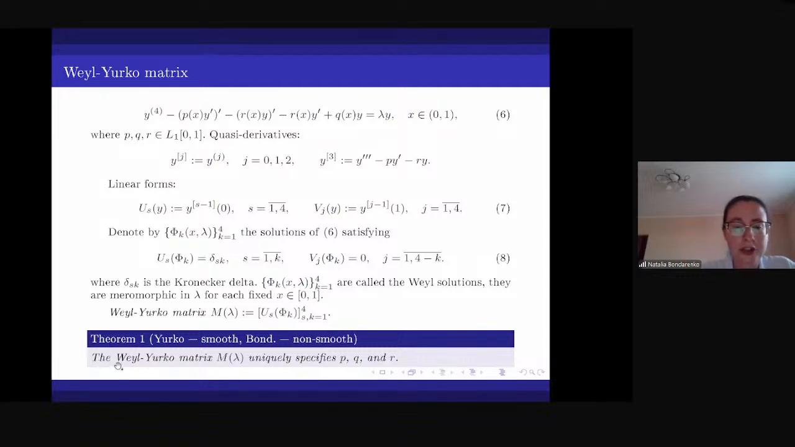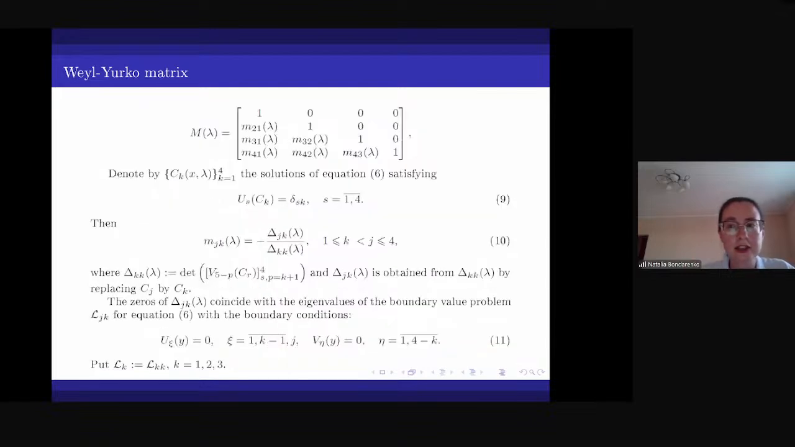And what is remarkable in this theorem is that there are no restrictions on the spectra of the corresponding boundary value problems. You see, there are no restrictions here. This theorem is valid for any behavior of the spectra. Next, let us consider the properties of this matrix in more detail.